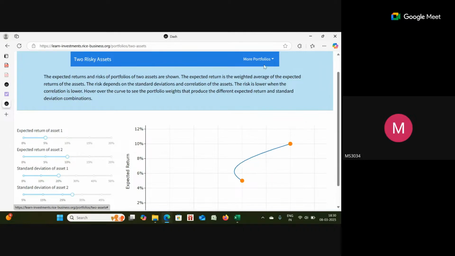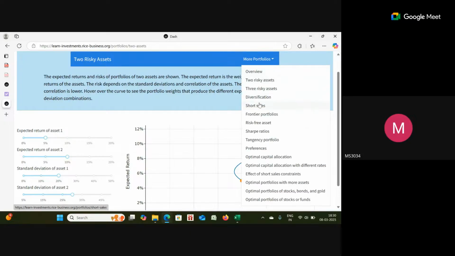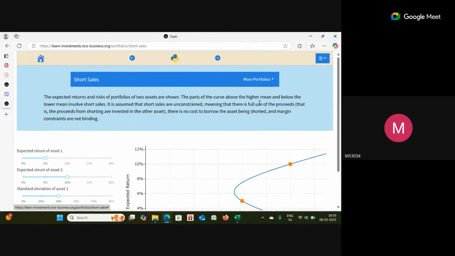Now in short sales, what we mean is you can invest more than 100% of your wealth on any one of the assets. So any point between these two orange dots will have no short selling. But if you go away from that, for example at this point, in asset 1 you are investing -8%, and in asset 2 you are investing 108%.